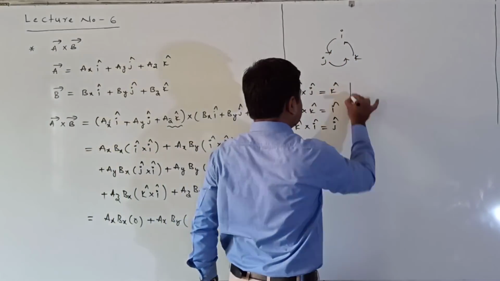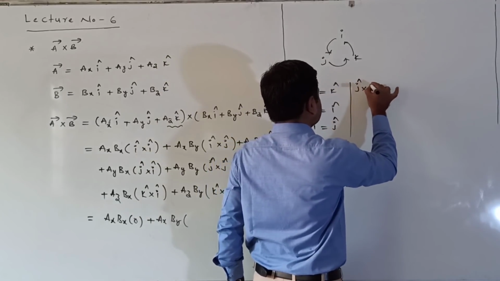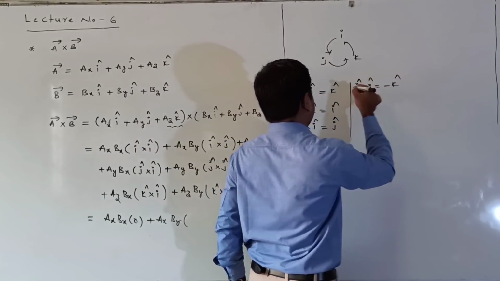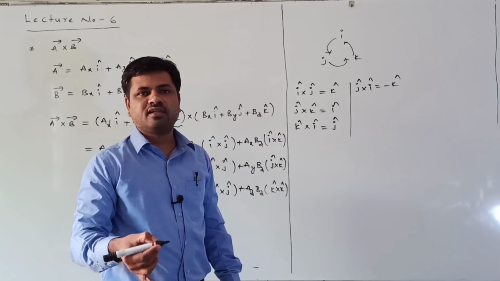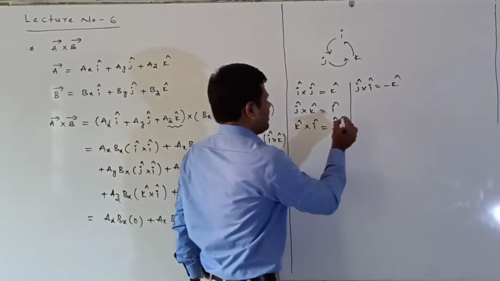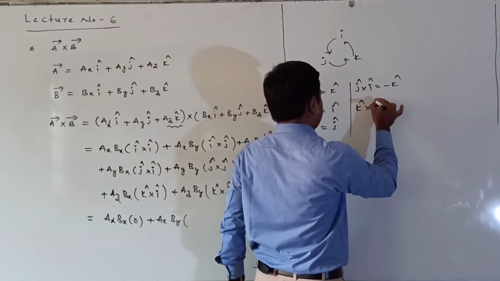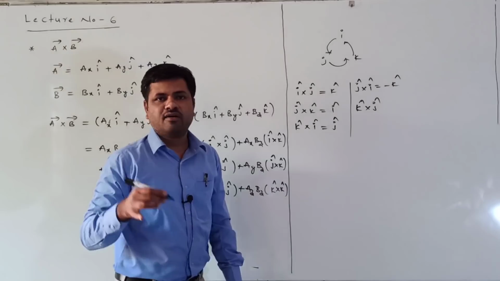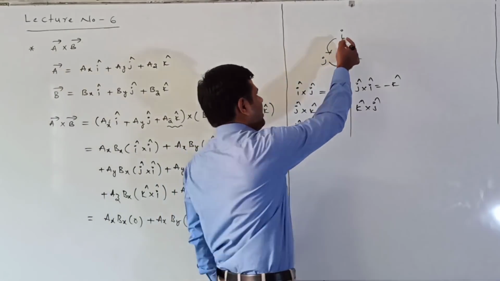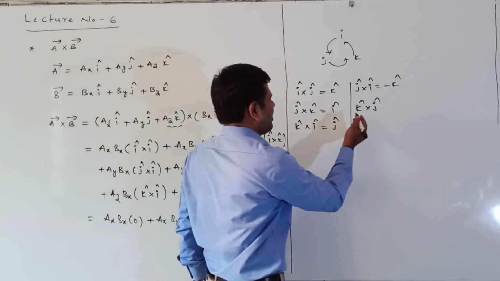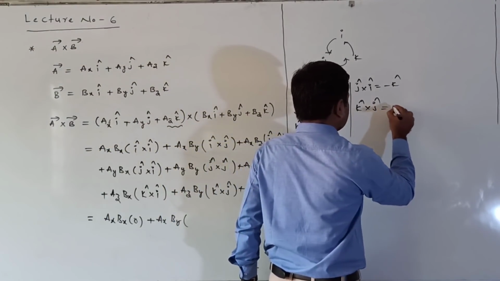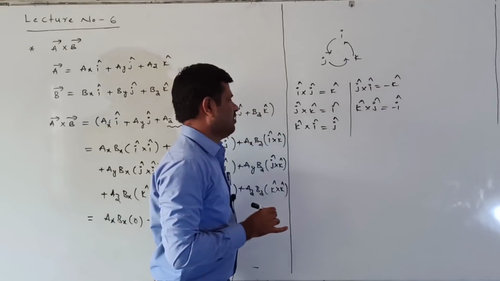When writing in the reverse, J cap cross I cap is equal to minus K cap. This is not in the order. I after J coming. When the order is not there, minus is coming. Here K cap cross J cap. This is also not in the order. Here K after I is coming, because I am showing here I after J, J after K, K after I, like this. But K cap cross J cap, this is not in the order, so it comes as minus.